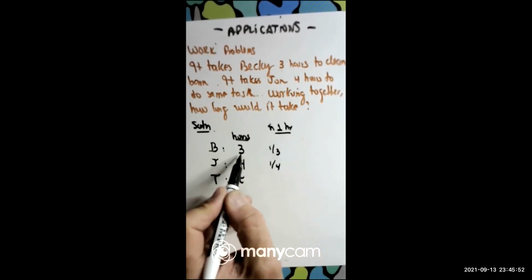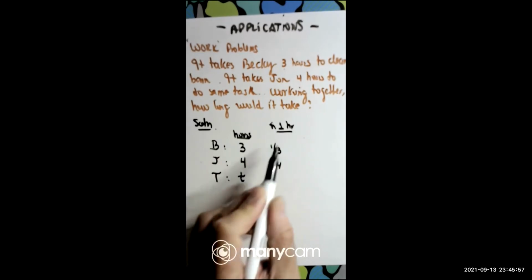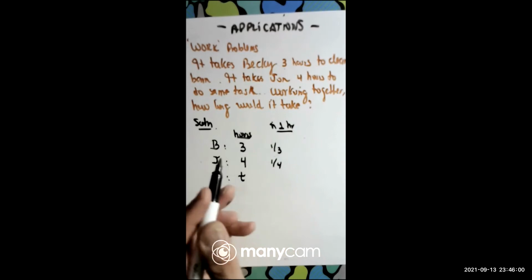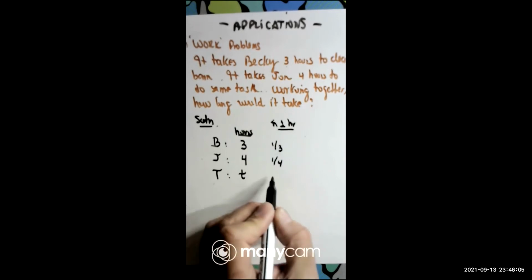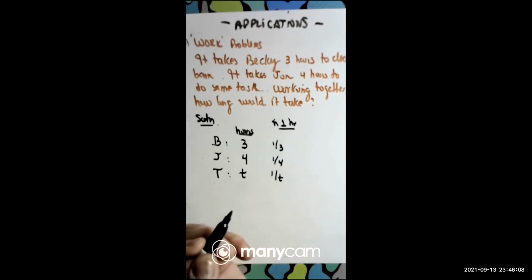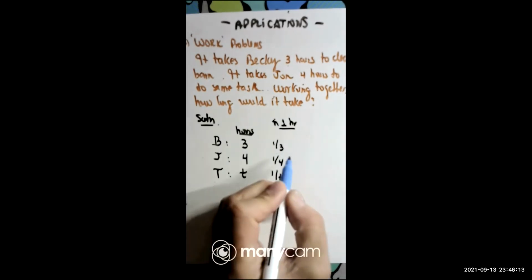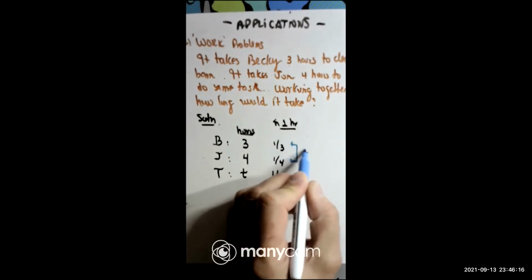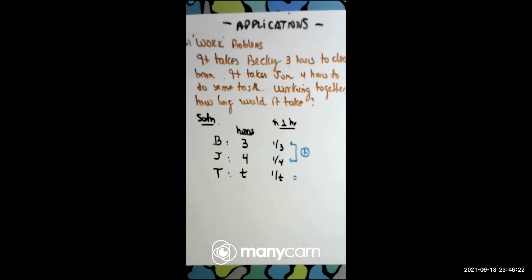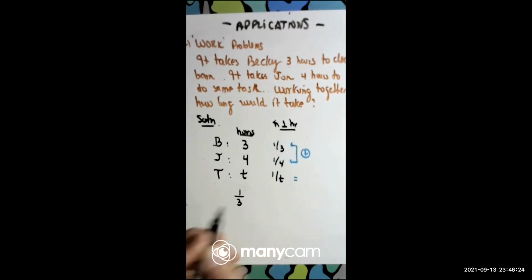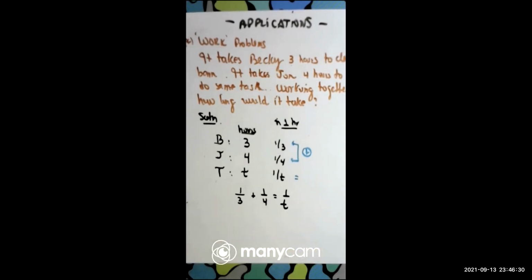So Becky, 3 hours, therefore in an hour, 1/3 of the work. John, 4 hours, therefore in 1 hour, 1/4 of the work. Working together, it will take them T hours, therefore in 1 hour, they will do 1/T of the work. And notice, working together means that Becky's contribution plus John's contribution has to equal 1/T. In other words, 1/3 plus 1/4 must be equal to 1/T.